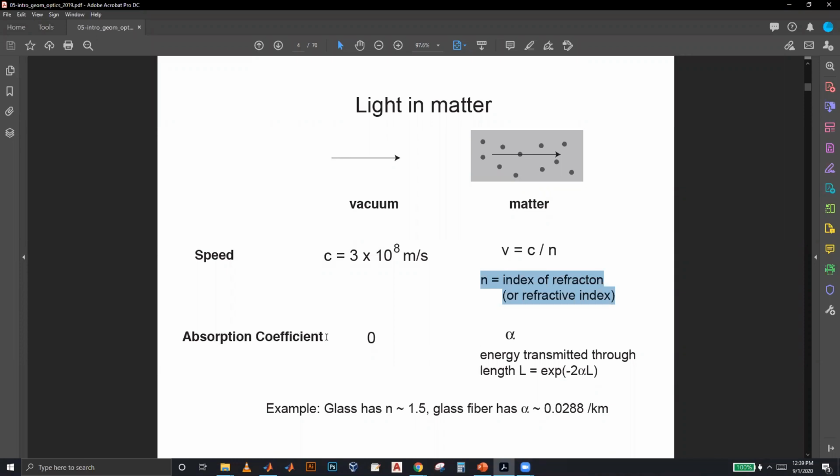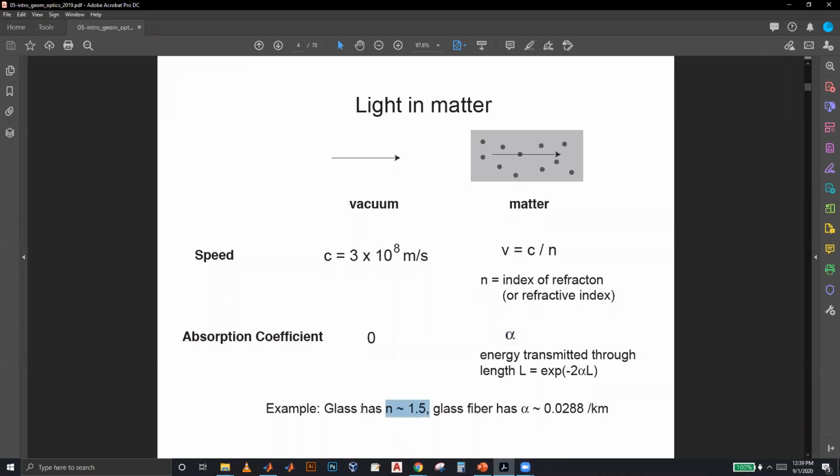Next, we come to another term called the absorption coefficient. This tells us how much of the light energy will be lost by absorption by the material molecules, and that is defined as alpha. The energy transmitted through a length L of the material is equal to exponential minus 2 alpha L. This is basically a scaling down of the energy, so some energy is absorbed inside the material.